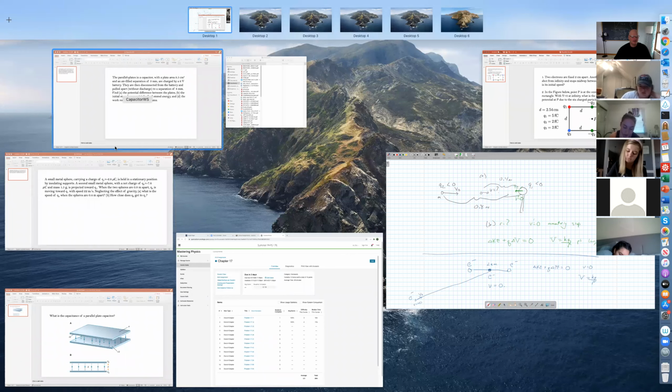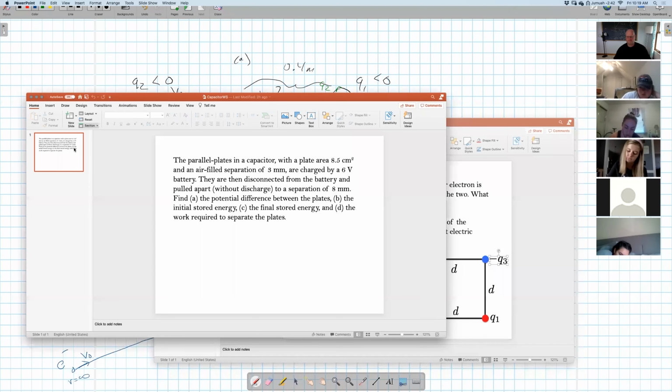What else I got for you? Good. One more. Okay. So this one's a parallel plate capacitor one. So this one says we have parallel plate capacitors with a plate area of 8.5 centimeters squared and an air-filled separation of 3 millimeters, charged by a 6-volt battery. They are then disconnected from the battery and pulled apart without discharging to a new separation of 8 millimeters. So find the potential difference between the plates, the initial energy stored, the final energy stored, and the work it takes to separate the plates.